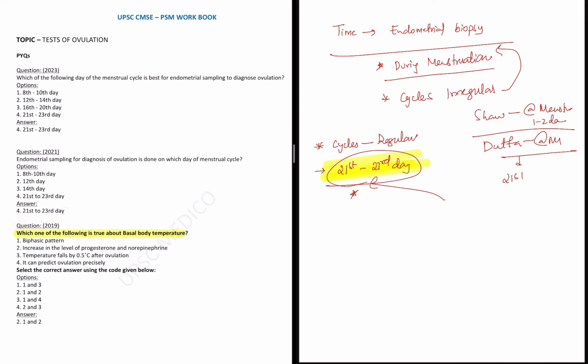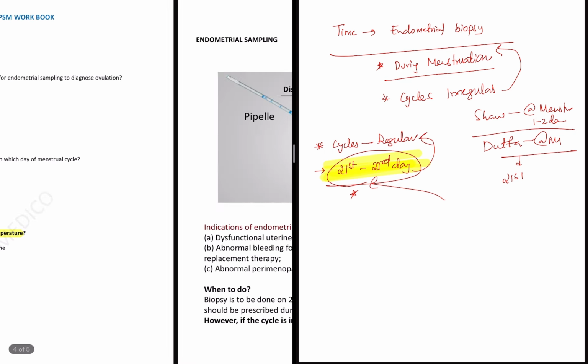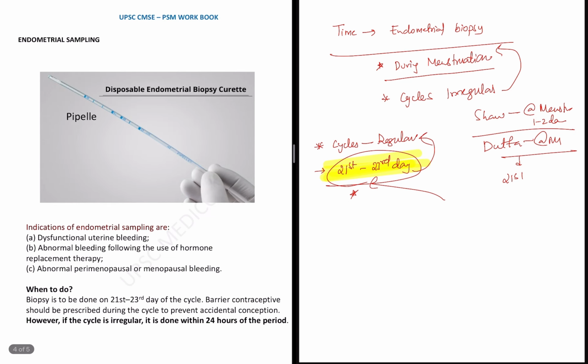But it can be done only if the cycles are regular. Okay, and after doing sampling, you have to give a precaution. What is the precaution? Post endometrial sampling, you should advise women to go for barrier contraception during the cycle.